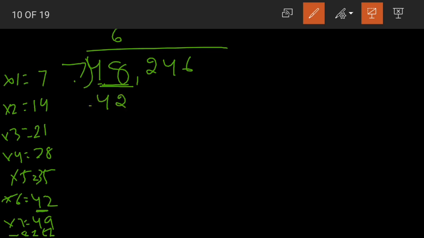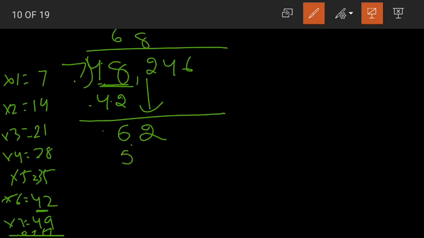7 6s are 42. When we subtract, 8 minus 2 is 6. 4 minus 4 is 0. Now bringing another number down, we have 62 here. Now see, 7 9s are 63 and 7 8s are 56. So we'll go with 7 8s are 56. When we subtract, 2 minus 6 is not possible. So we'll borrow. 12 minus 6 is 6. 5 minus 5 is 0.